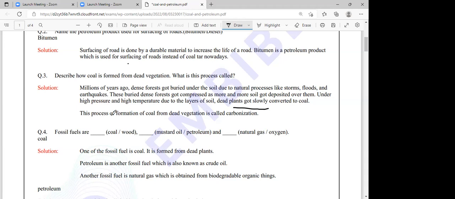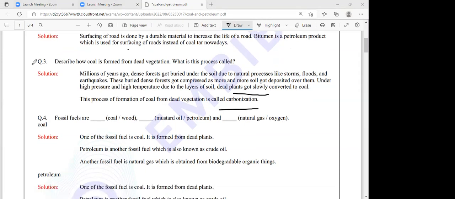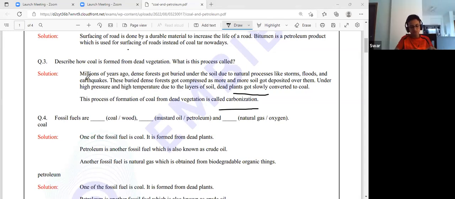Converted to coal, and this process is known as carbonization. Yes, ma'am, I've already written this down. Should I write it again? No, no need to write it again. Just mention question number three. Notes. Done in notes.